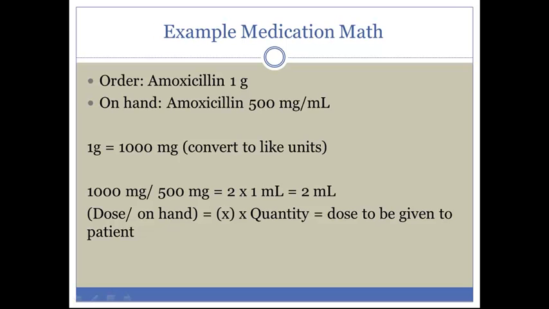These two milligrams will cancel each other out, so we will be left with only milliliters as our unit. So we end up 2 times 1 equals 2 milliliters, okay. If we did not have milliliters here, this would just be 1,000 divided by 500 milligrams equals 2. And it would be 2 milligrams because they're like units.